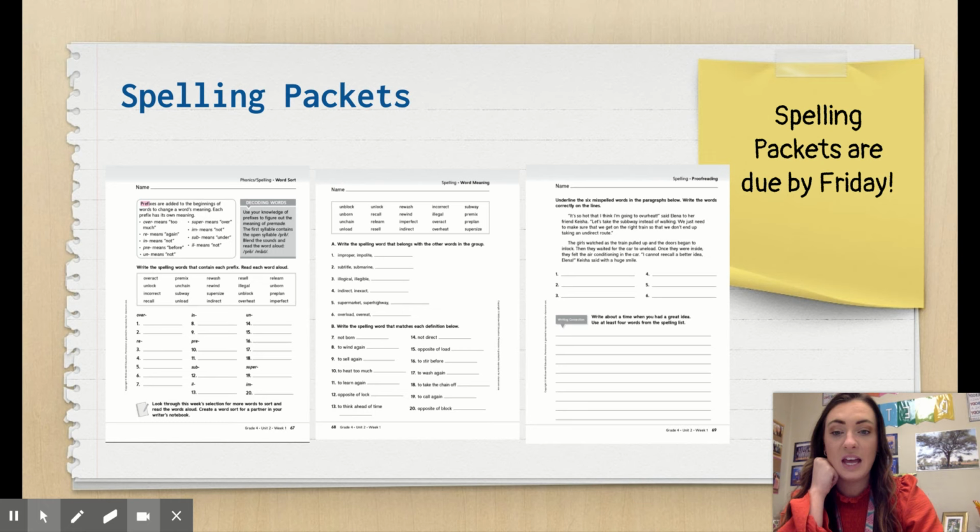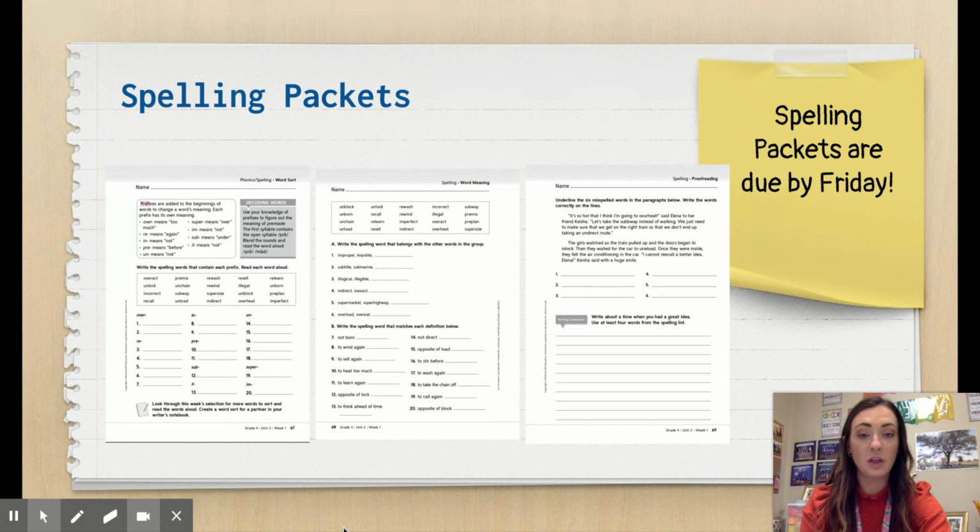So you have improper, impolite. You're going to look for something that goes along with those words. For these, look at the prefix. That is going to give you a hint of what kind of word it's going to be. It should go along with that pattern. And then for part B, you just write the word that means the same.